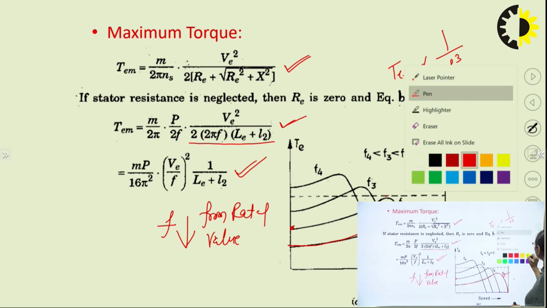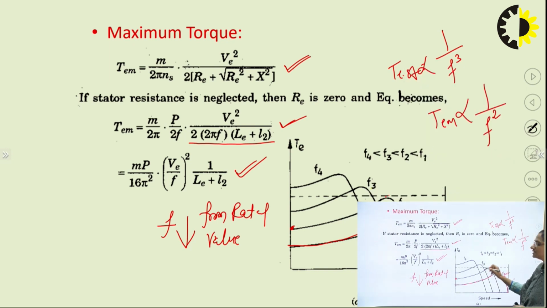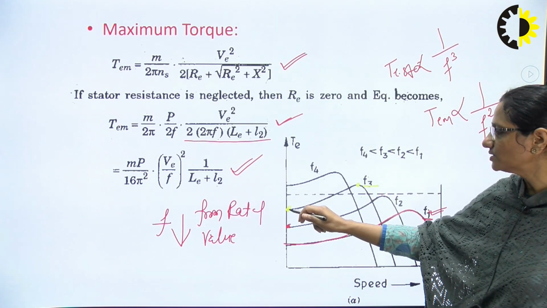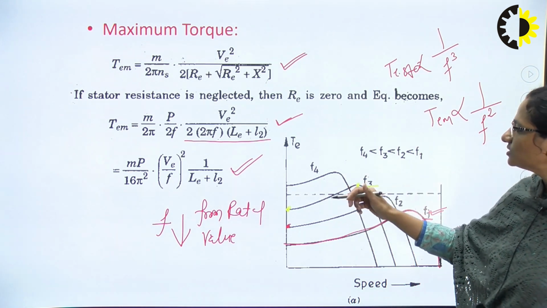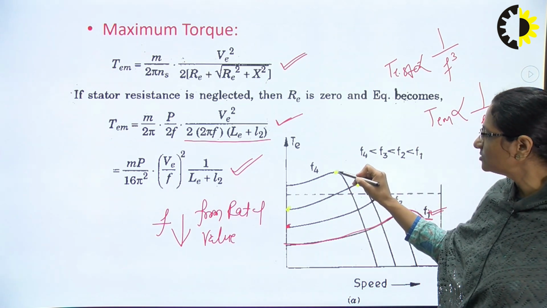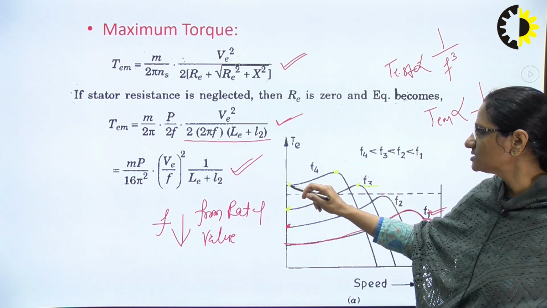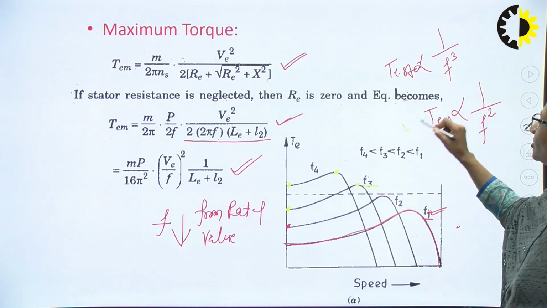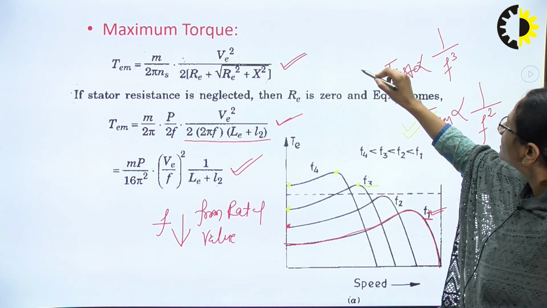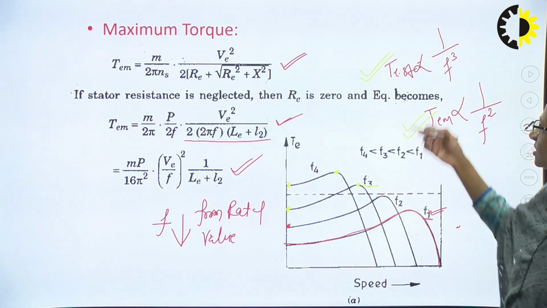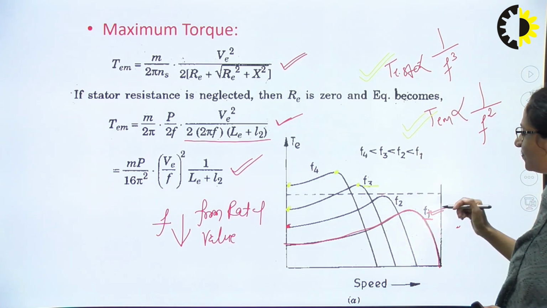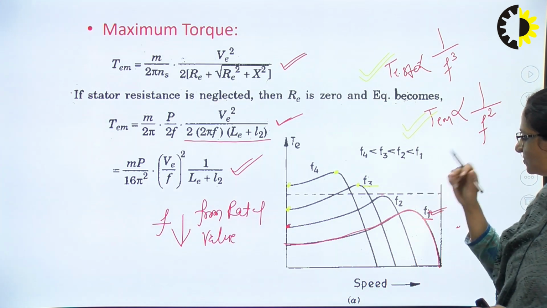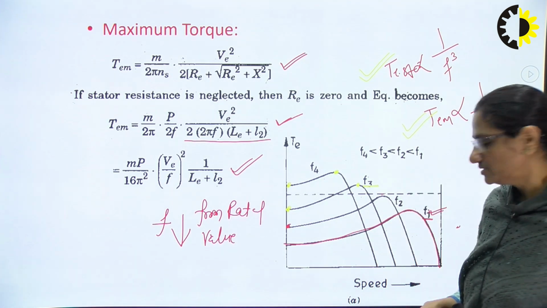Let us further reduce the frequency to the F3 value. It will cause a further increment in the maximum torque developed by the motor and the starting torque developed by the motor. A further reduction in the frequency will increase the maximum torque. It will increase the starting torque. The increment in maximum torque is by this relation, and the increment in starting torque is by this relation. So, this is the variation in the torque speed characteristic when we are reducing the frequency.